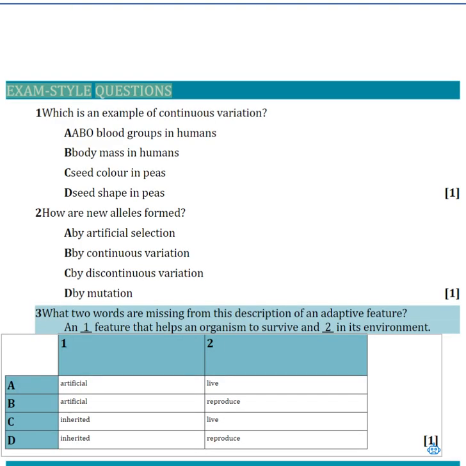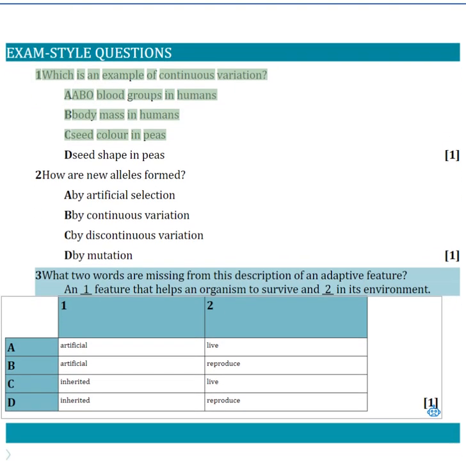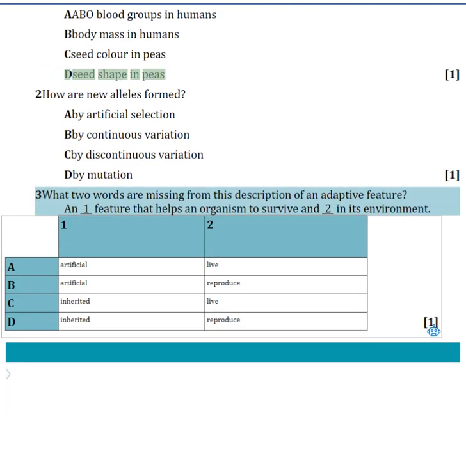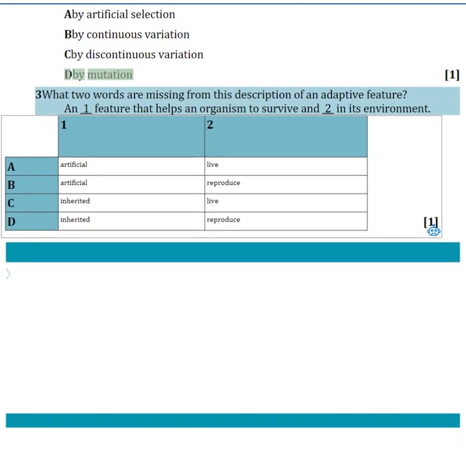Exam-style questions. 1. Which is an example of continuous variation? A. ABO blood groups in humans, B. body mass in humans, C. seed color in peas, D. seed shape in peas. 2. How are new alleles formed? A. by artificial selection, B. by continuous variation, C. by discontinuous variation, D. by mutation.